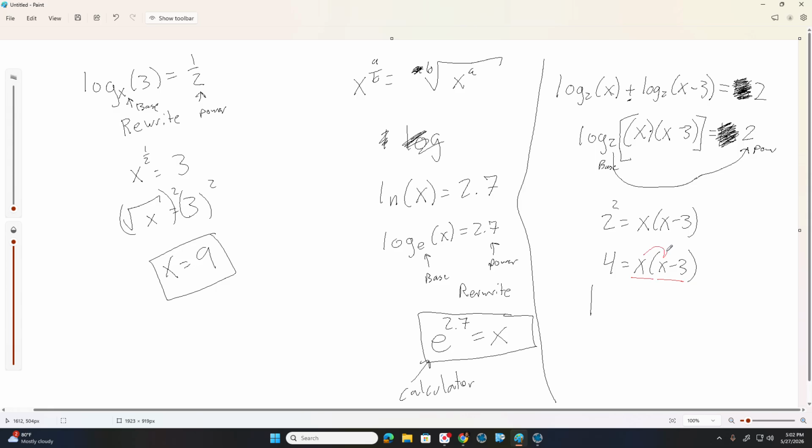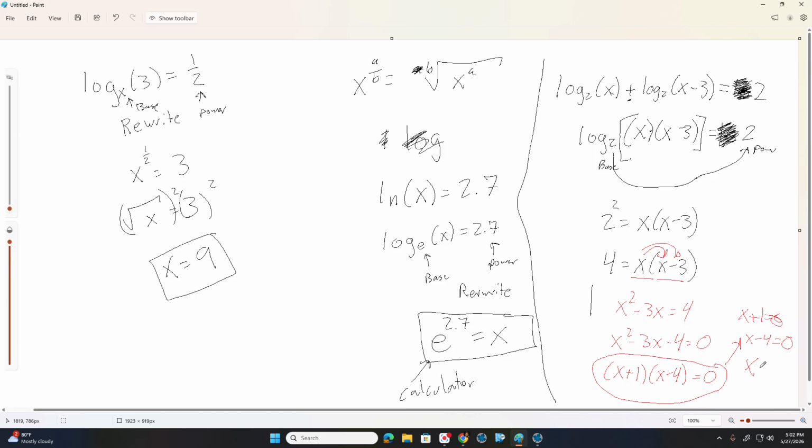If we really want to solve this, we're actually going to distribute out x squared minus 3x equals 4. More than likely we are a big fan of factoring. Just to give you a taste, I think we can do x plus 1 times x minus 4. Now this is the zero product principle. We can say that x plus 1 equals 0, or x minus 4 equals 0, giving us that x equals negative 1 and x equals 4.